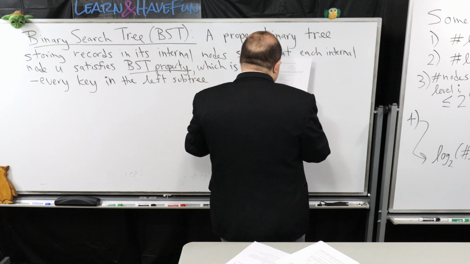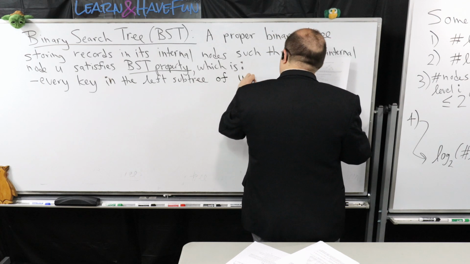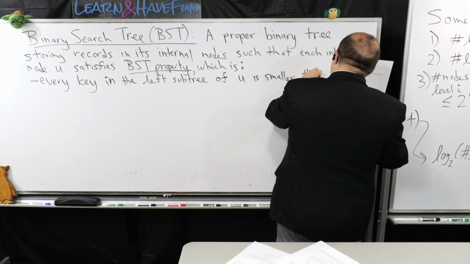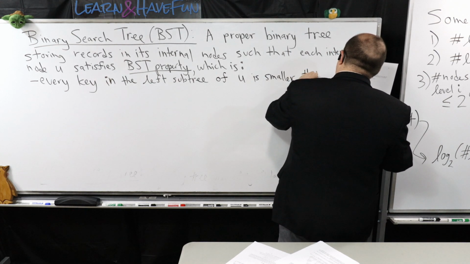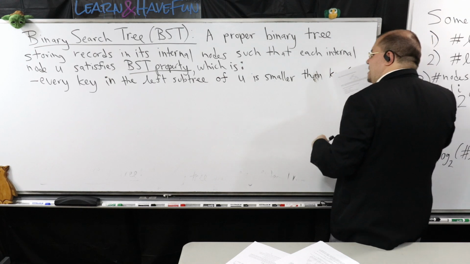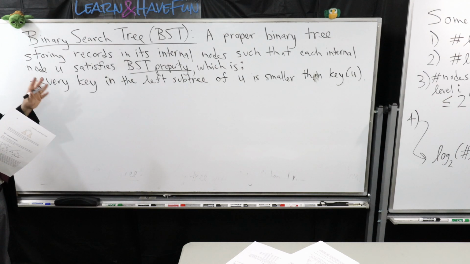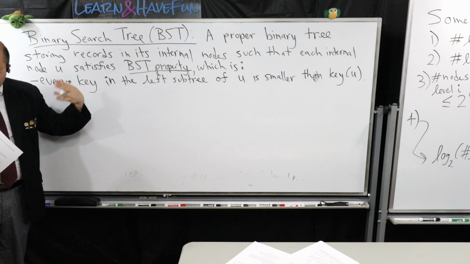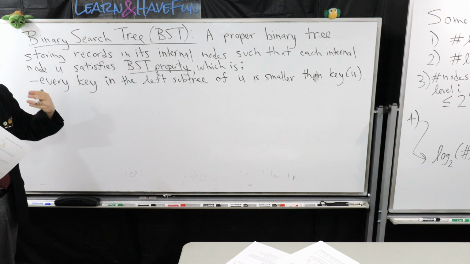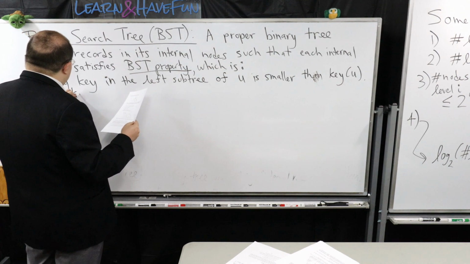Every key in the left subtree of U is smaller than the key of U. So whatever the key of U is, you know that every one of the records stored in the left subtree will always have its value for its key less than our key. Same idea with the right subtree, except it's going to be greater.